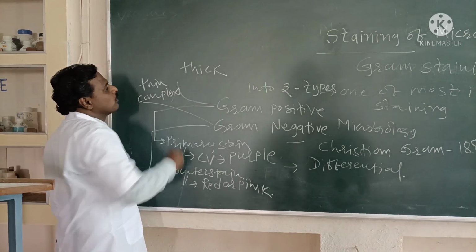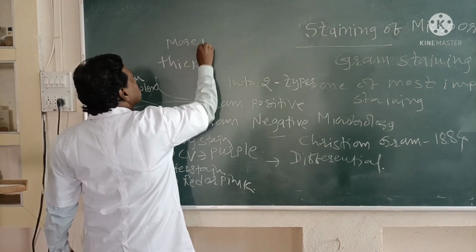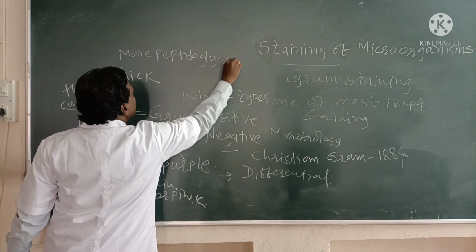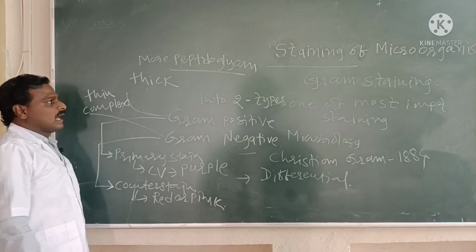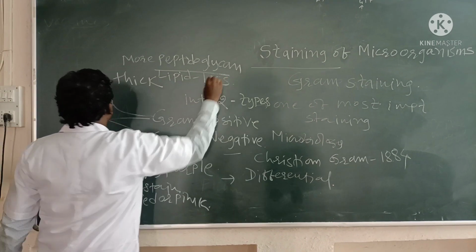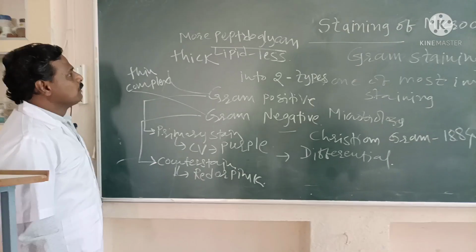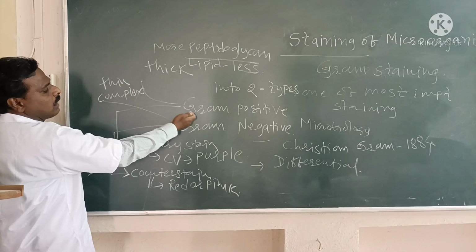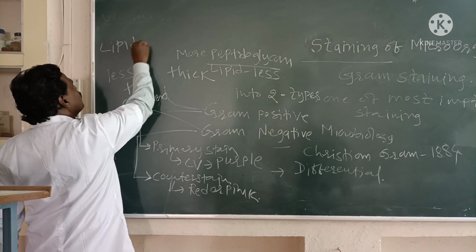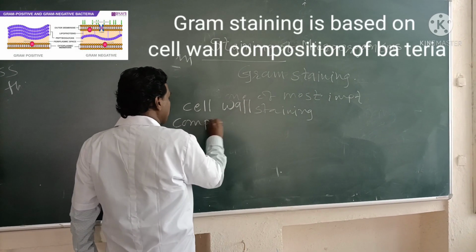The cell wall of the gram positive bacteria is thick and contains more peptidoglycan, and the lipid content is less. In the case of the gram negative bacteria, the cell wall is thin and complex. The peptidoglycan content is less, and the lipid content is more. Gram staining is based on the cell wall composition of the bacteria.